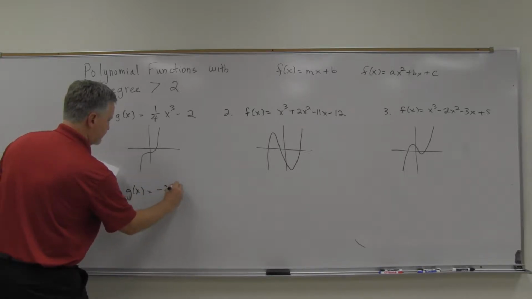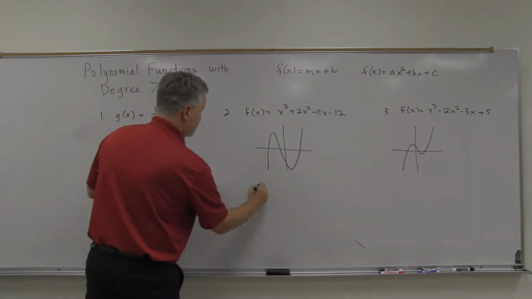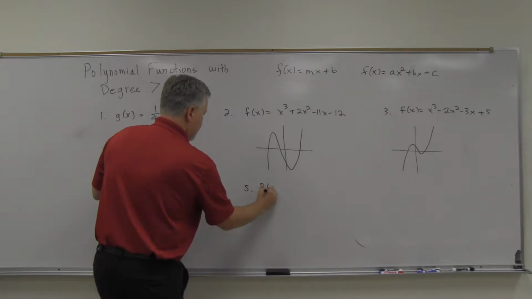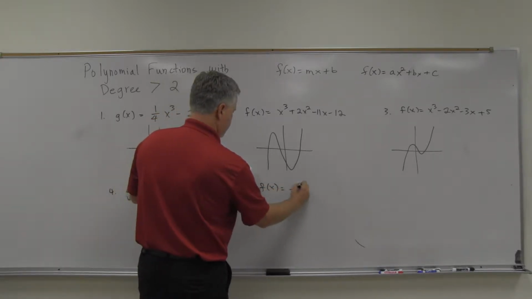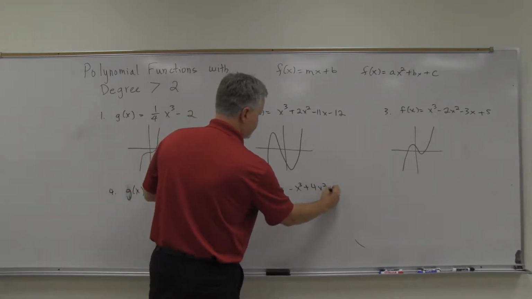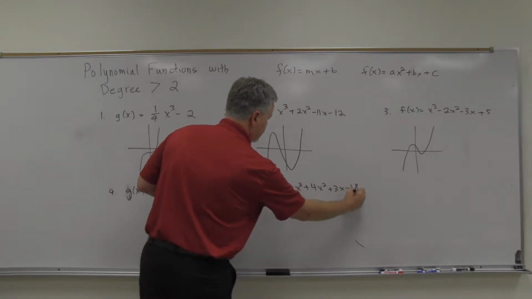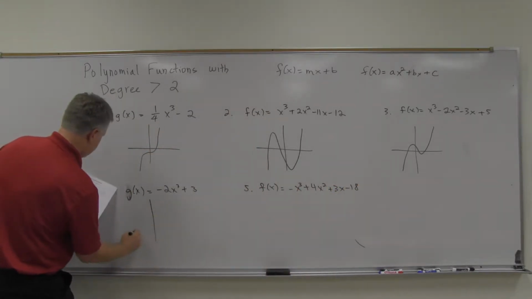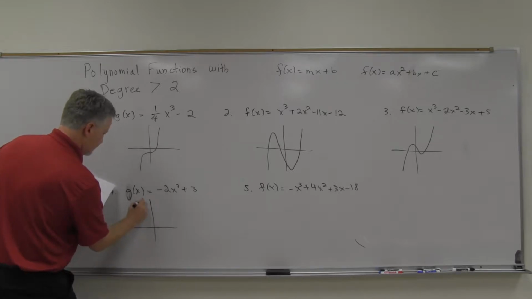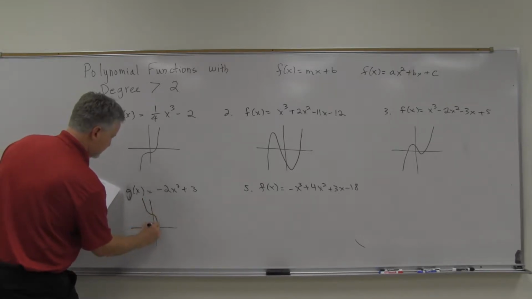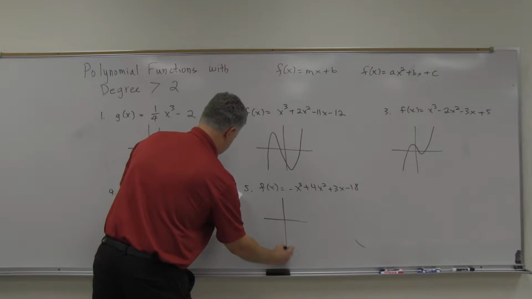Negative 2x cubed plus 3. And negative x cubed plus 4x squared plus 3x minus 8. We'll talk about how to come up with these graphs in a little bit, but real quick point.